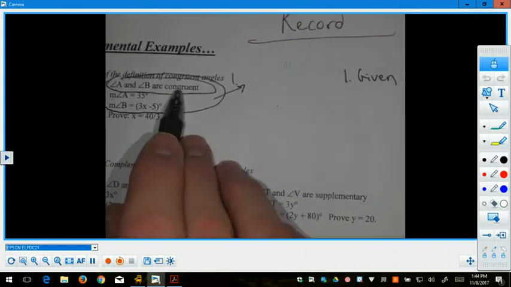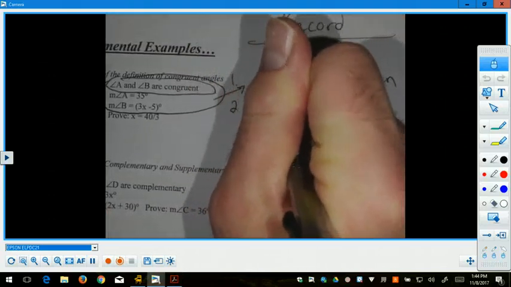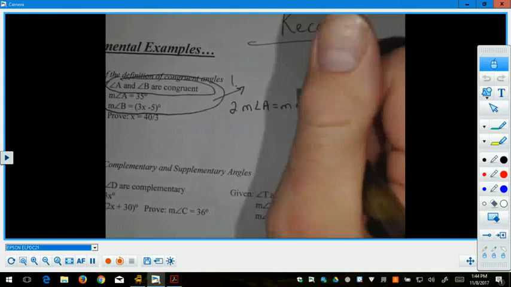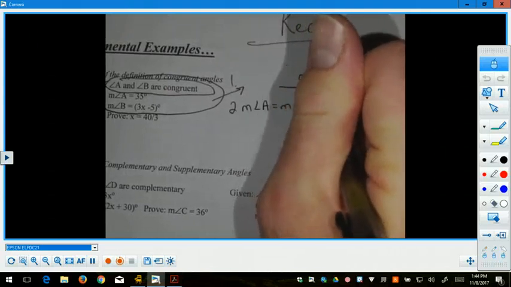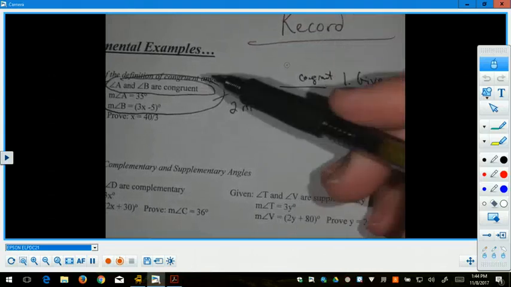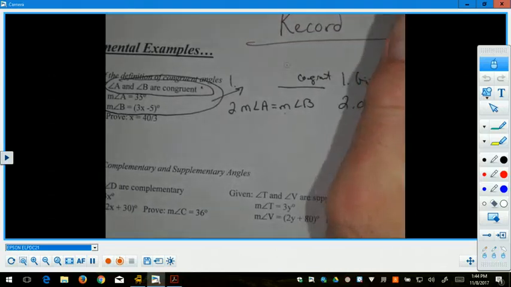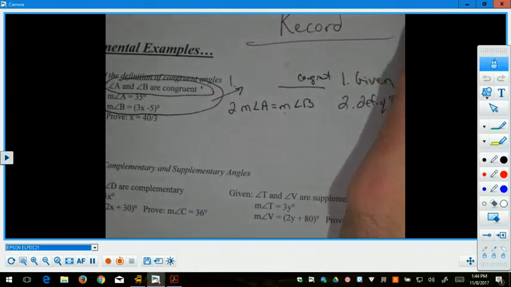The definition of congruent tells me that the measure of angle A is going to equal the measure of angle B because of the word congruent. And since it's because of that word, if you look at your flipper, when you're told that things are congruent, you can say they're equal in measure by the definition of congruent.